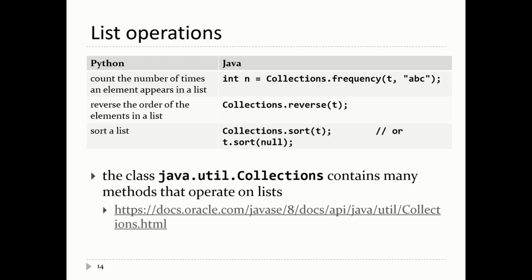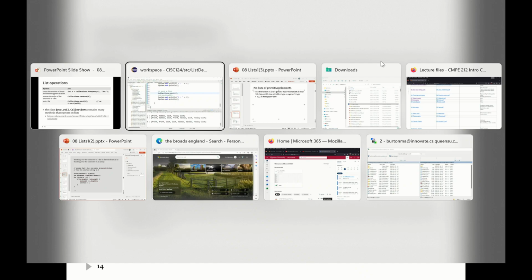Okay, there's some other methods as well that are handy. So in the collections class, there's lots and lots of methods. Three of the handy ones here. So frequency counts the number of times the string ABC appears in the list T. Reverse will reverse the order of the elements in the list. So the first and last element get swapped, the second and second last element get swapped, and so forth. Shuffle will shuffle the elements in the list.